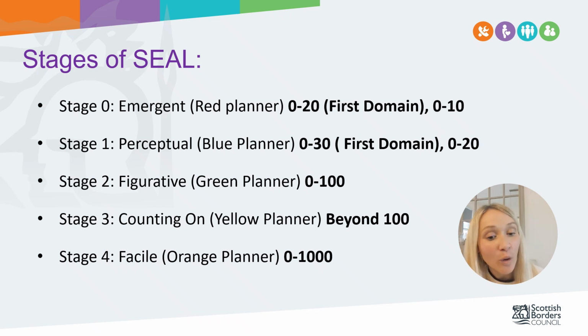And then stage 4 is the final stage of SEAL, and it's described as the facile stage, and it's outlined in the double-sided orange planner. And this is now us working with numbers from 0 up to 1000.